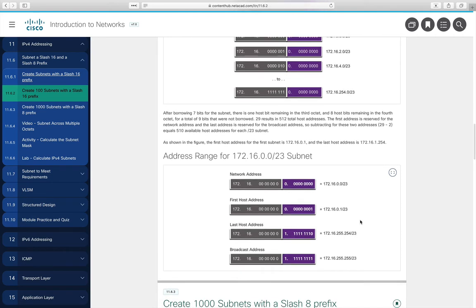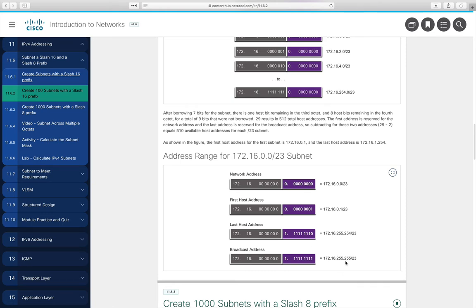So what they're doing now is they're talking about the address range, which I will usually call the usable host. So basically what we have here is all zeros is the network number, all ones is the broadcast address. The first usable host will be one more than the network, so 172.16.0.1, and the last usable host will be one less than the broadcast address.